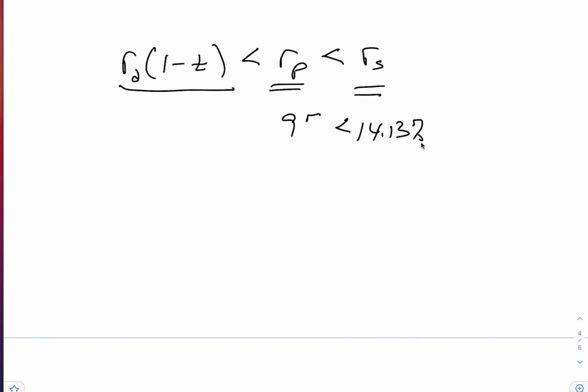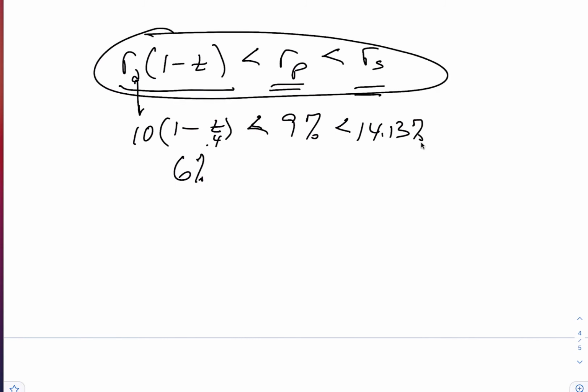This is 9%. And here you have to be careful. We use the yield to maturity of 10%, but companies get a tax deduction for their interest expense. We need to consider that. And when we do that, we get 6%. So 6% is less than the 9, which is less than the 14.13. So we're safe. The point is, all of these returns are after tax.